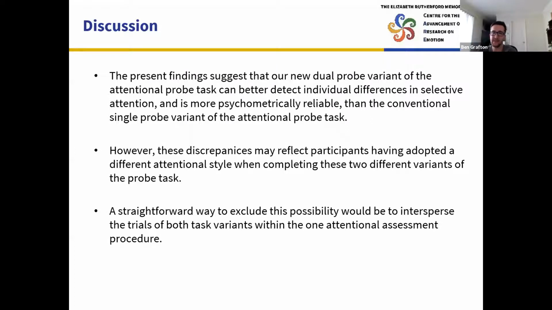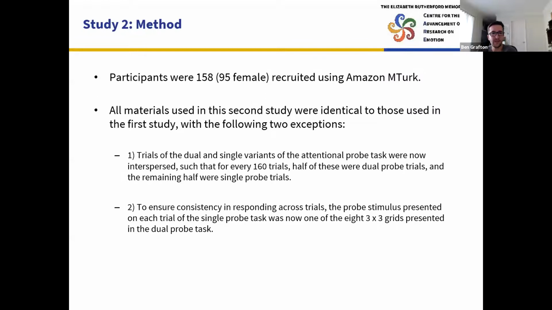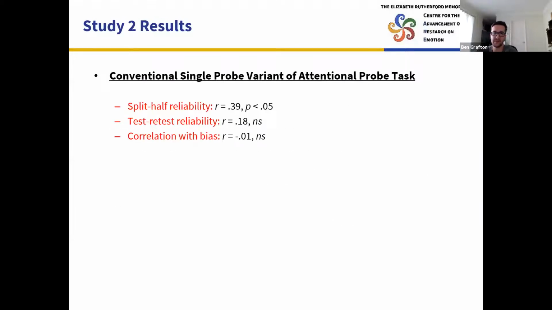And the easy way to get around that is simply to intersperse the trials in a way that meant prior to the presentation of the probe, participants had no idea whether it was going to be a single probe or a dual probe. So in a second study we ran, it was identical to the first, but the only difference was that we mixed up the trials, and probes were always now the 3x3 grids. And the results were basically the same.